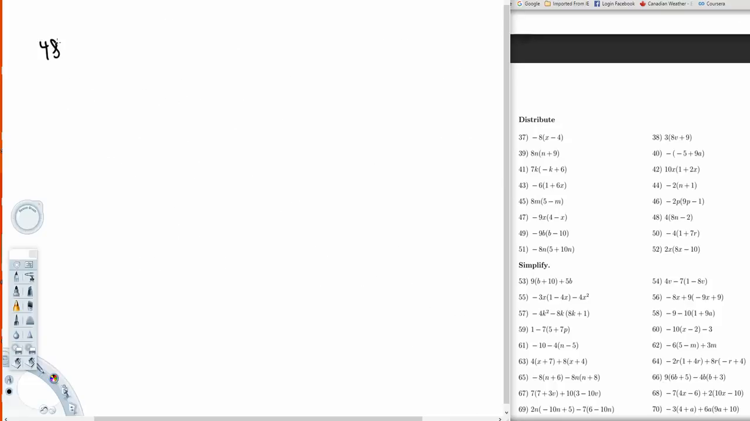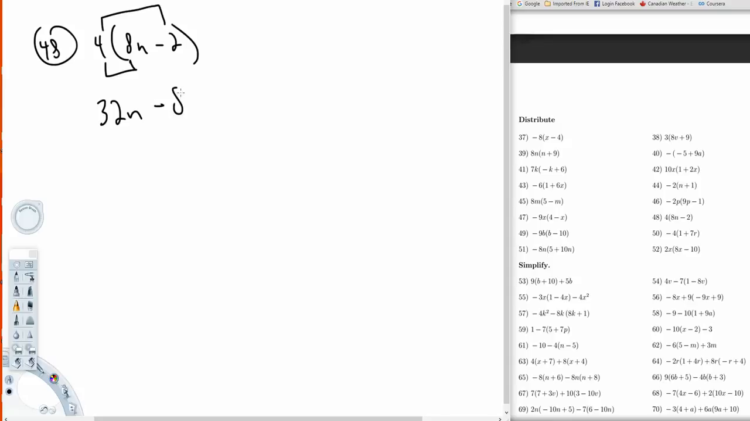Number 48 now. 4 times 8n minus 2. Okie dokie. So that is 4 times 8n equals 32n. And then 4 times negative 2 equals minus 8. And yeah, that's the solution to that problem.